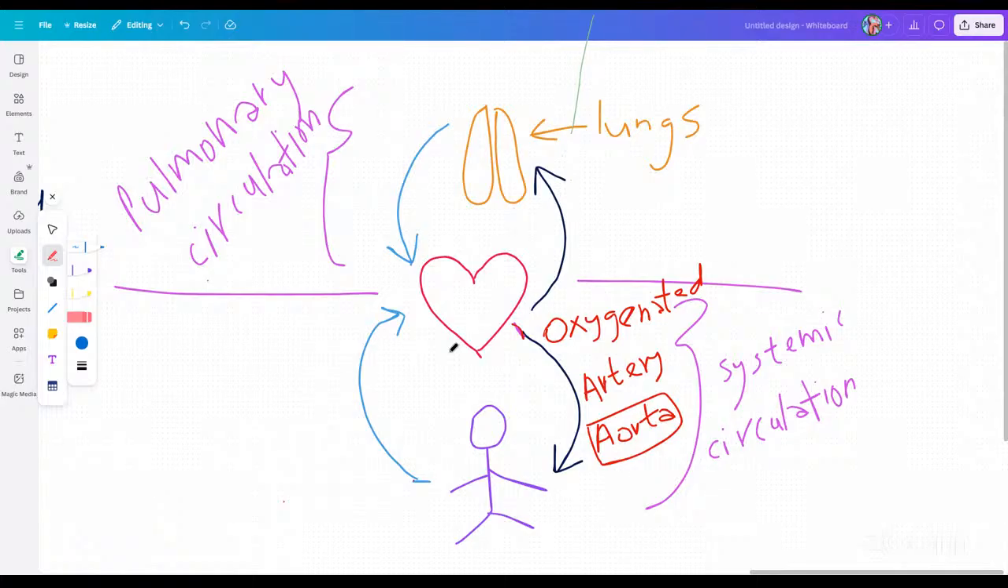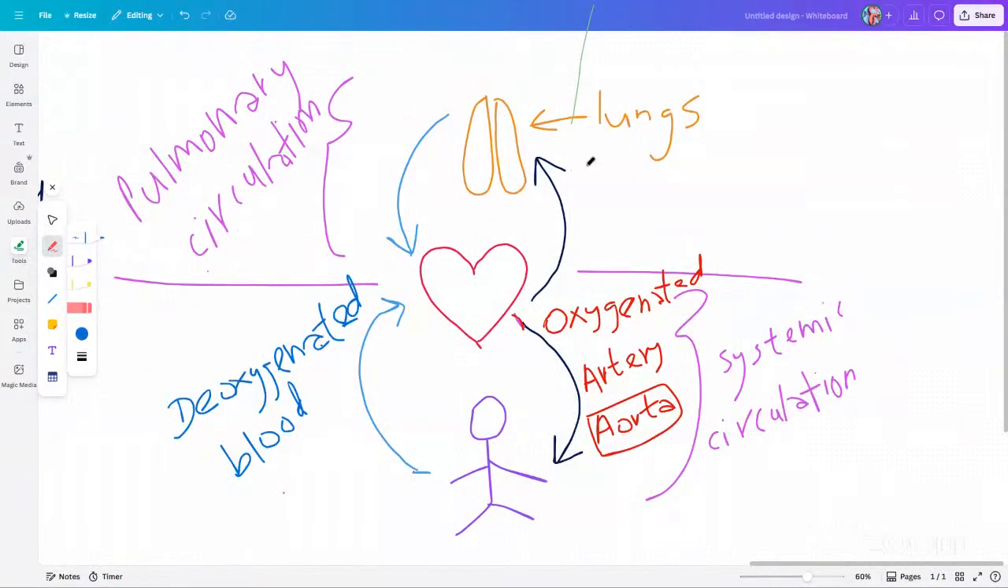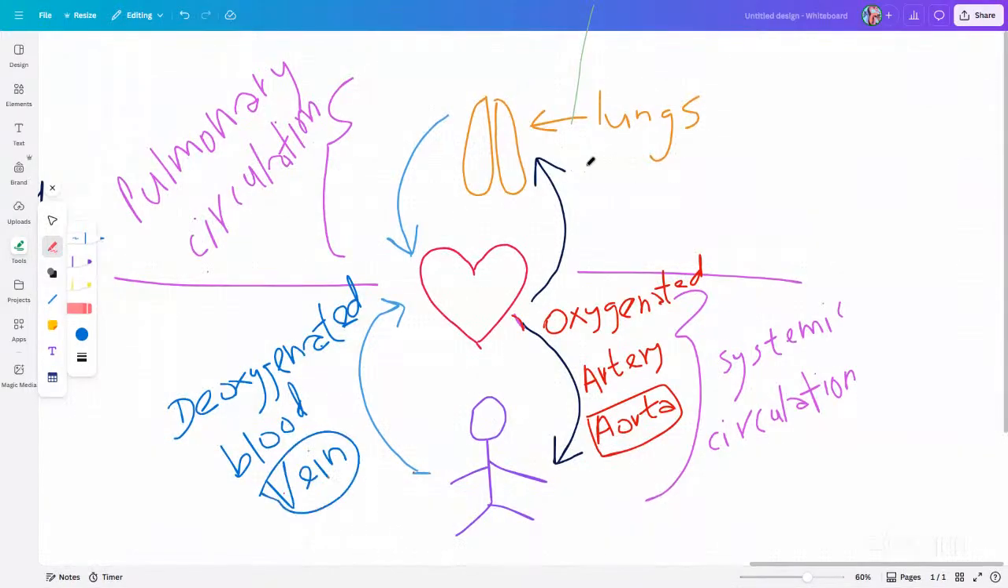So this is going to be deoxygenated blood. And is this going to be a vein or an artery? This is going to be a vein. Okay. And what are the veins called? What are their names? The name is inferior vena cava and superior vena cava. So write in short form, inferior vena cava and superior vena cava. These are the two veins that are going to be carrying deoxygenated blood back to the heart. Okay.